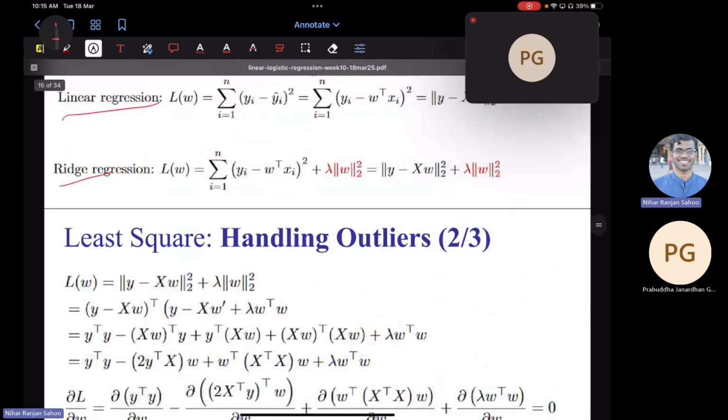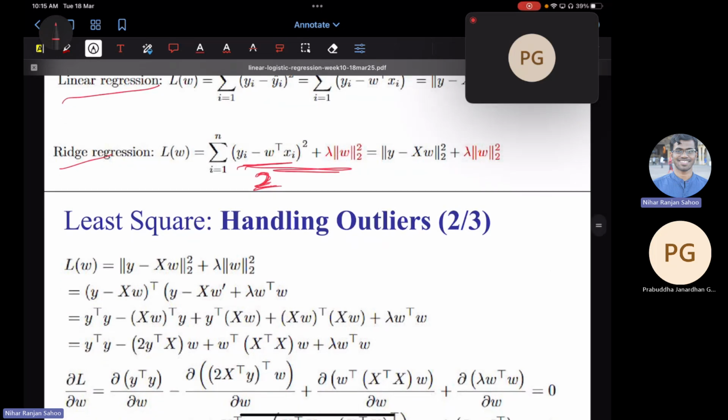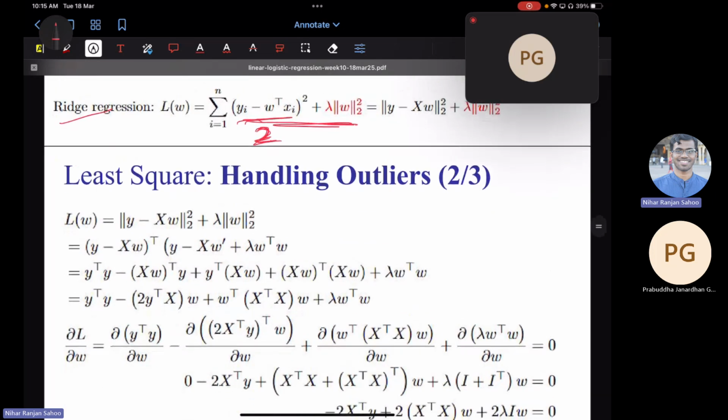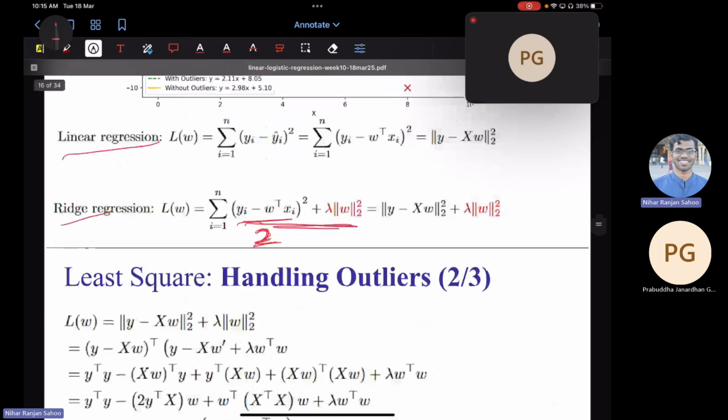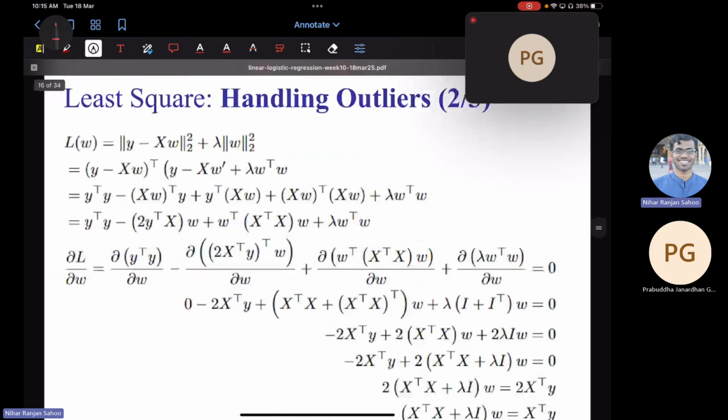So this is what we said yesterday. Only there is one constant term that is divided here. This constant term, you can find if you are taking the mean square error instead of sum square error, right? So that constant term you can ignore. Apart from that, exactly the same formulation we got using the MAP, right? So why is it able to help in handling the outliers?